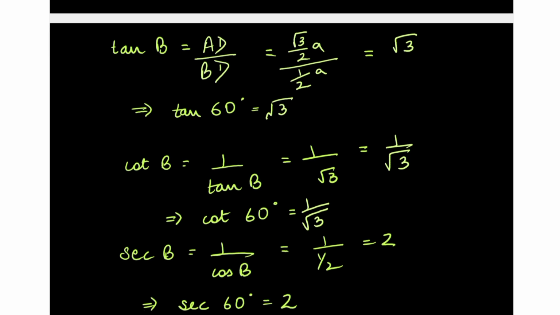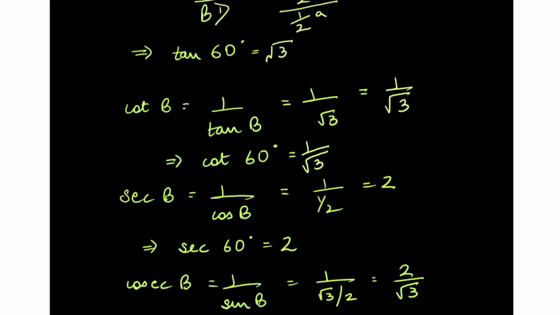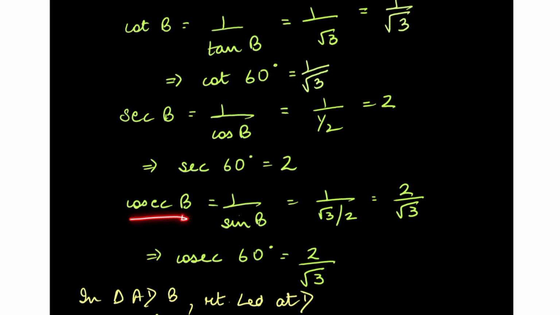Secant B is the reciprocal of cos B. Cos B is 1 by 2. So the reciprocal of 1 by 2 is 2. So secant 60 degree is equal to 2. Cosecant B is the reciprocal of sin B. The reciprocal of root 3 by 2 is 2 by root 3. So cosecant 60 degree is 2 by root 3.